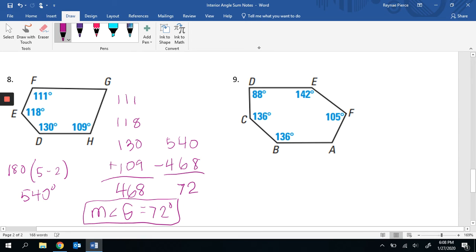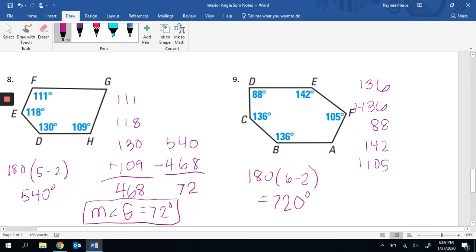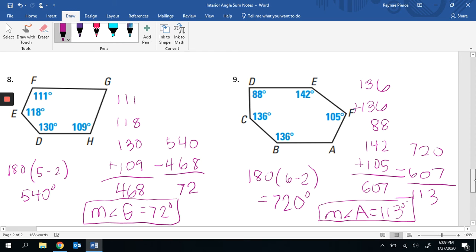Example 9, we have 1, 2, 3, 4, 5, 6 sides, so another hexagon. That tells me that we're supposed to have 720 degrees, okay? But angle A here that I'm missing, I need to figure out how many degrees I've used already. So I've got two angles that are 136 degrees, 88 degrees, 142 degrees, and 105 degrees. So I've used 607 degrees, and 720 minus 607 leaves me with 113 degrees for angle A. Okay.